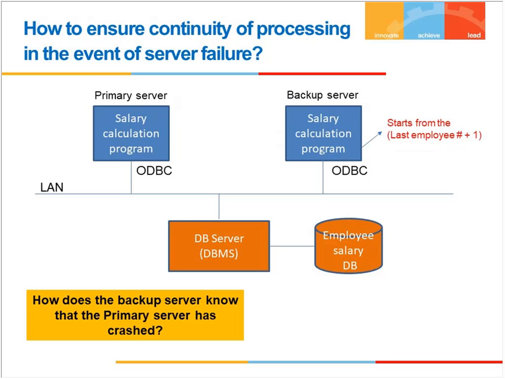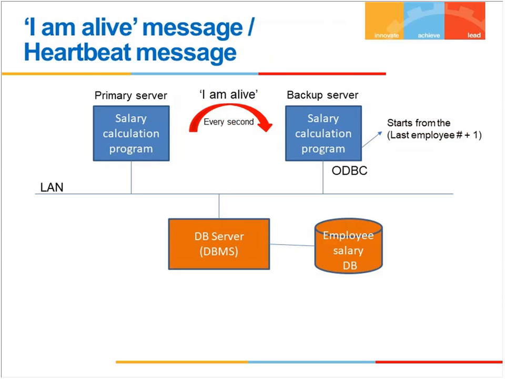And the way for the backup server to know that the primary server has failed is that at regular intervals, the primary server keeps sending a message called "I am alive." It's called the heartbeat message. So the backup server knows that the primary server is working properly. The moment it does not receive the heartbeat message, it knows that something is wrong with the primary server, and it starts processing the salary from the next employee that needs to be processed. So that way you are ensuring continuity of the processing, and the overall system availability is improved. So it doesn't have to wait for the server to come up, right?